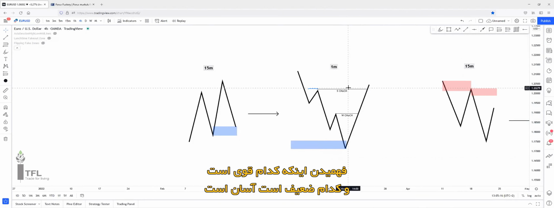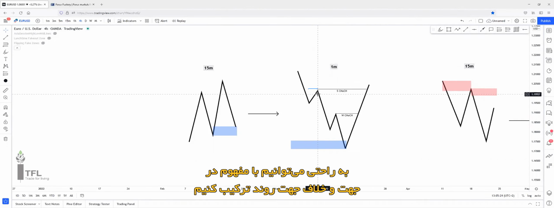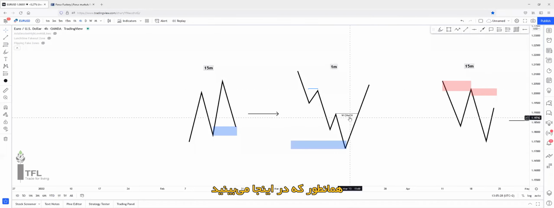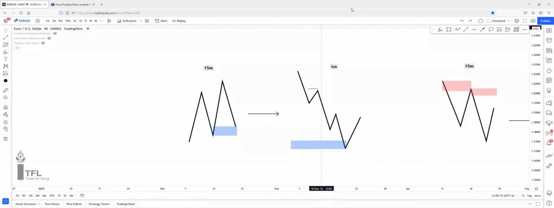Understanding which one is strong and which one is weak is easy, but you have to combine this with the main and the pro trend, I mean main and counter trend. So you can easily combine this with the main and counter trend. Let me just tell you how. As you can see in this region, please let me just remove this line from here. How can I remove that? Sorry, clear. Okay.